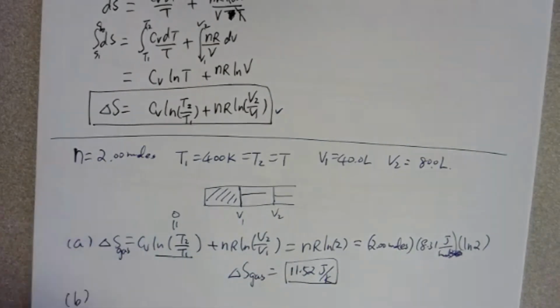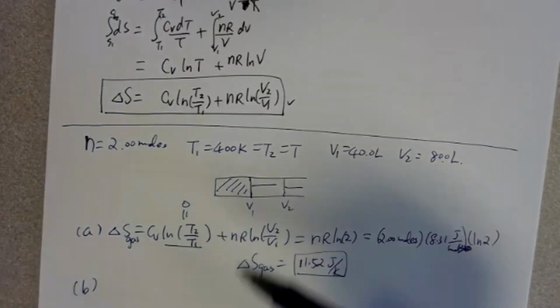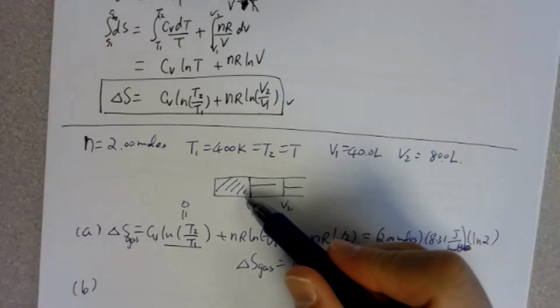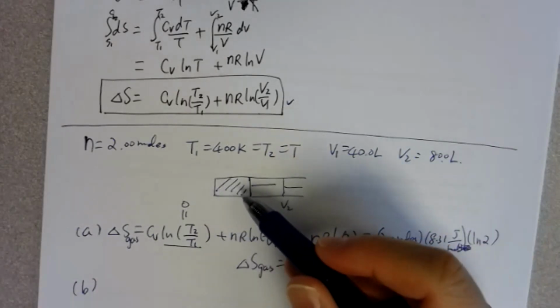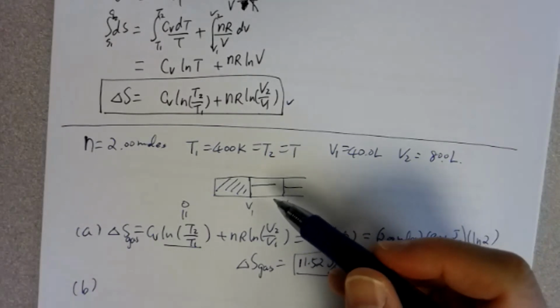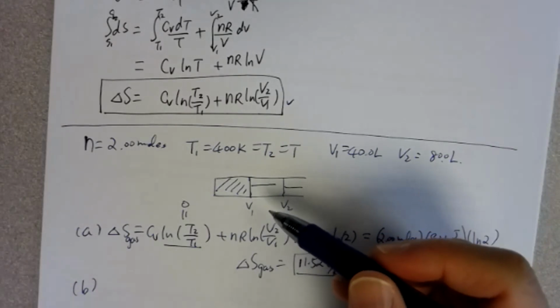Part B asks: what's the entropy change of the universe for this whole process? As you can see, in this case the gas expanded, so it does work on the surroundings. At the same time, it should take in heat for that purpose. That means the environment actually loses heat. So let's calculate how much heat the environment loses.